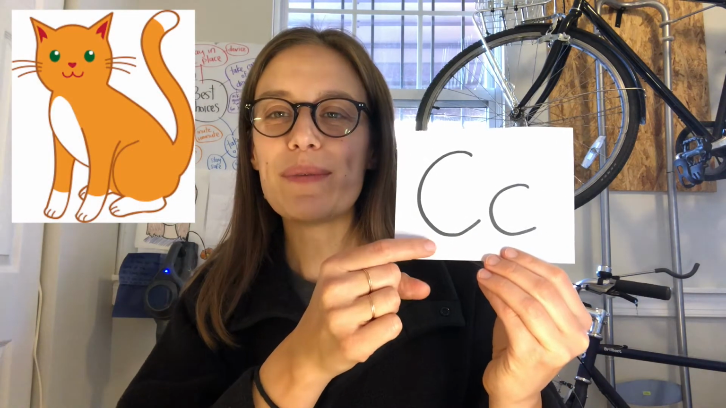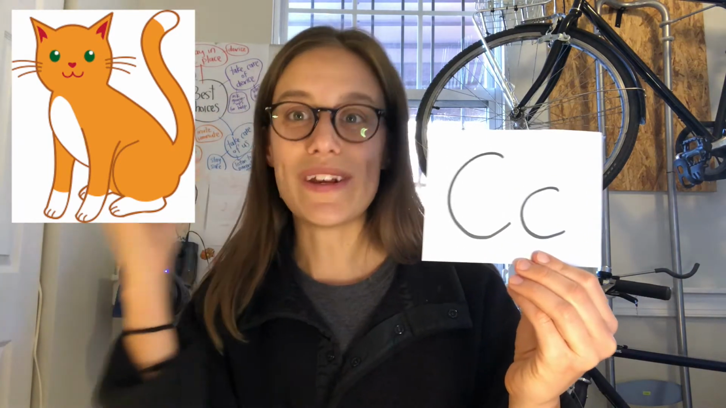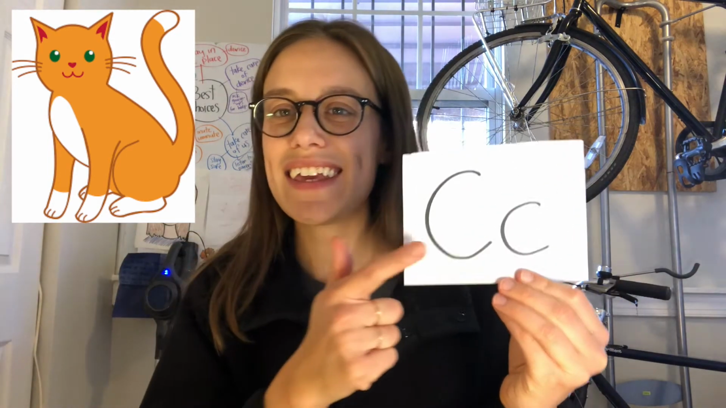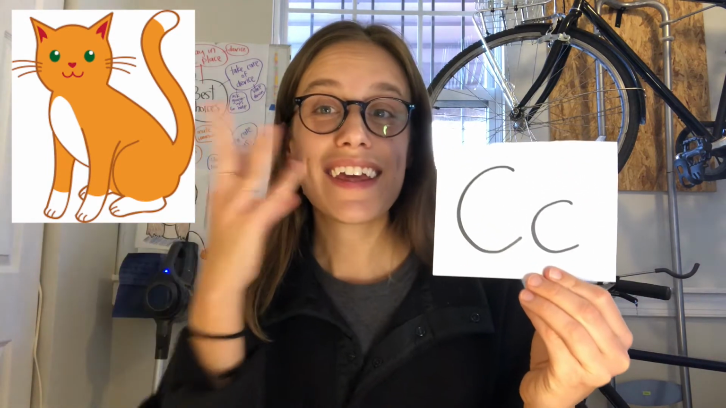This is the letter C. C is for cat. When we make our C sound, we're going to pull out from our cheeks, this is a sign for cat, like a cat's whiskers. It will look like this. C, cat, k, k, cat.